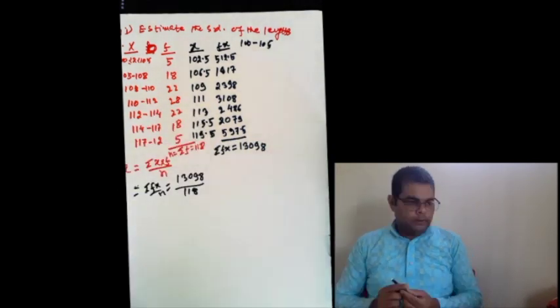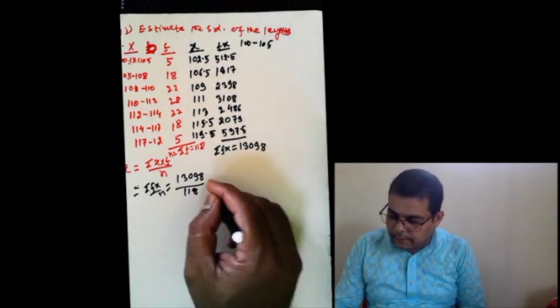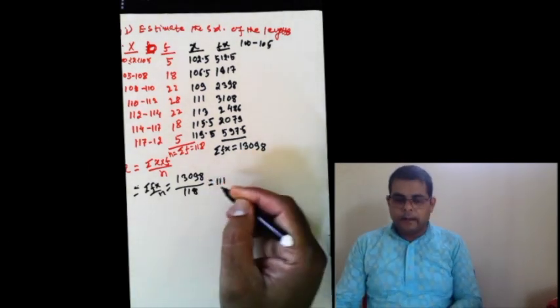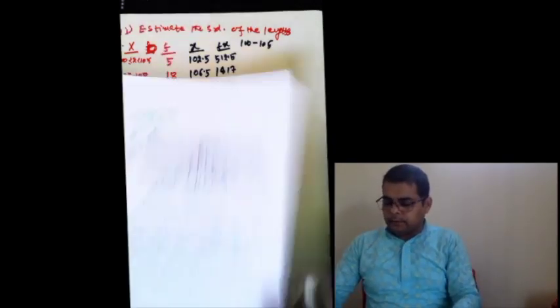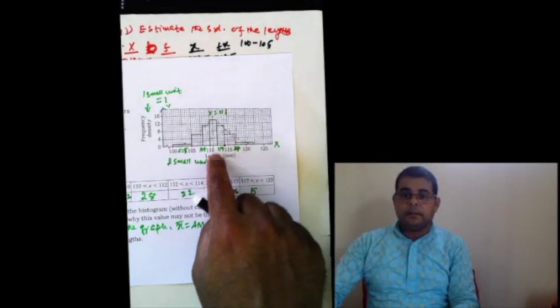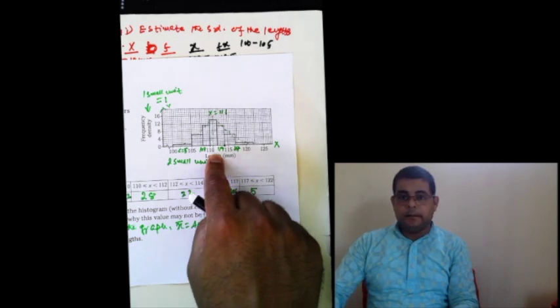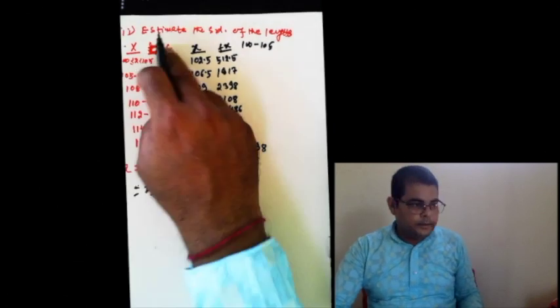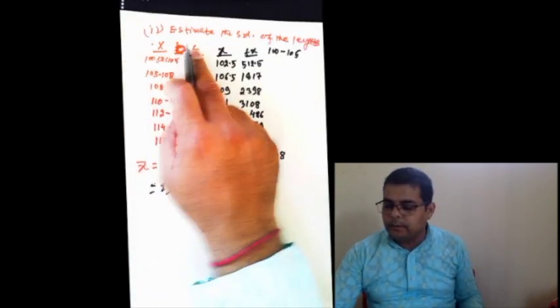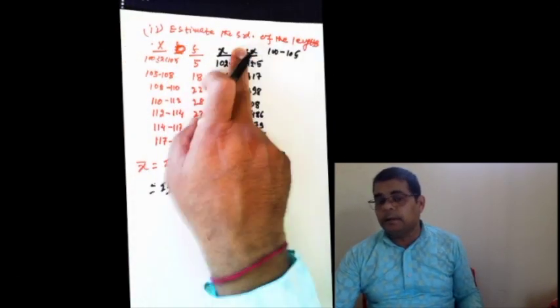Divide this by 118, and your value is 111. So fortunately you have got the value of x bar as 111, and in the figure also you have seen that by symmetry this value of x bar is 111. So x bar we have obtained now, but this question says to estimate the standard deviation of the lengths.